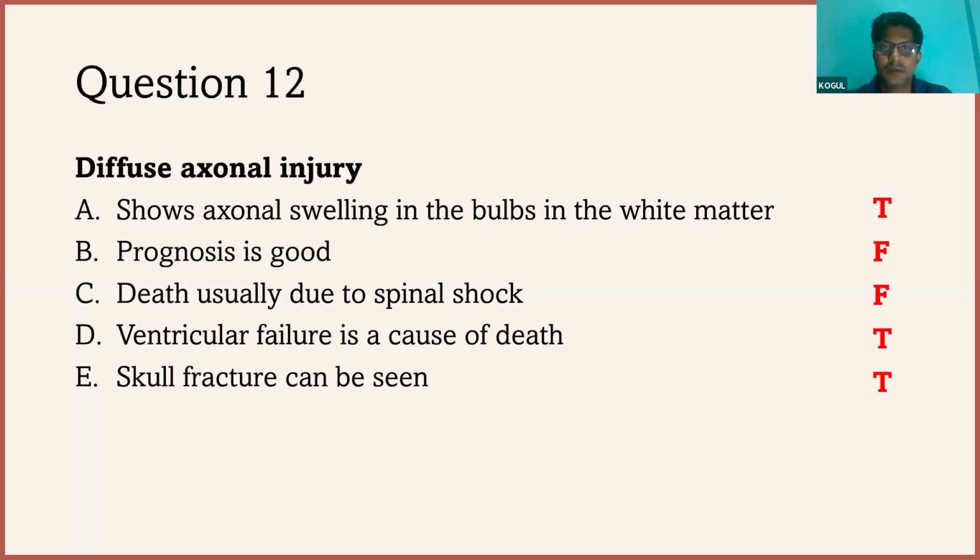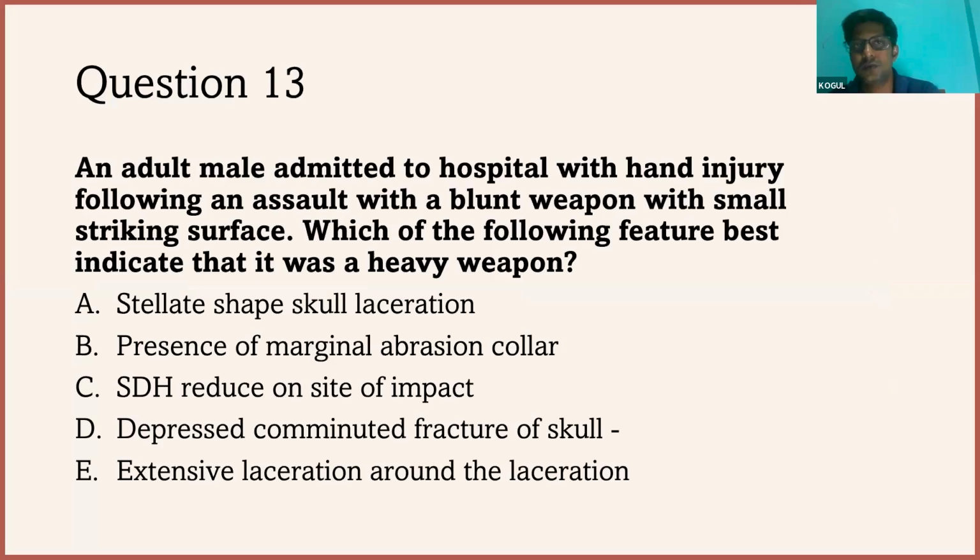Rather than the spinal shock, where is the spine? No, the spine means in the vertebra. No, usually it's not the spinal shock. It's damage to the brain ventricles. Ventricular failure causes death. That is true. Skull fracture can occur. Can occur means it is possible. So that is true.